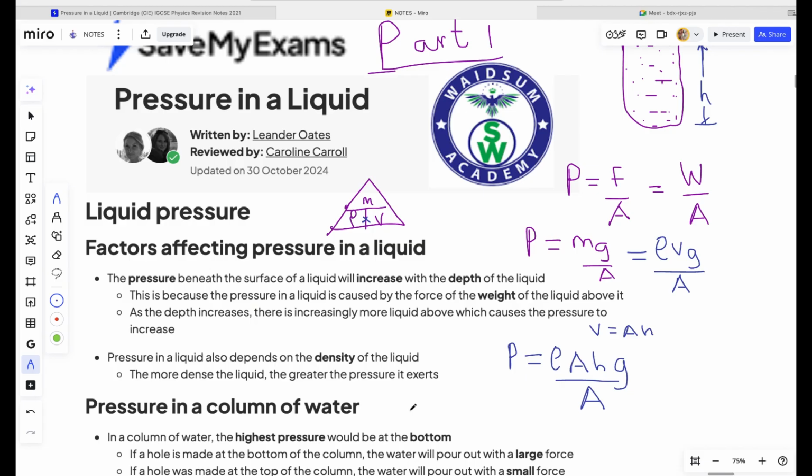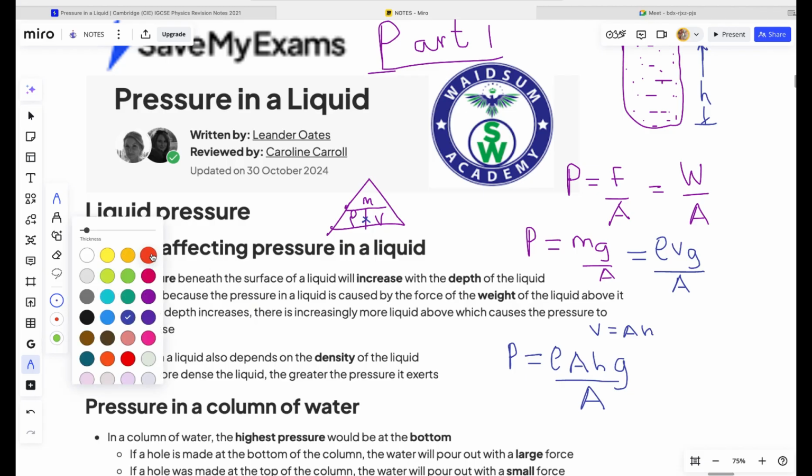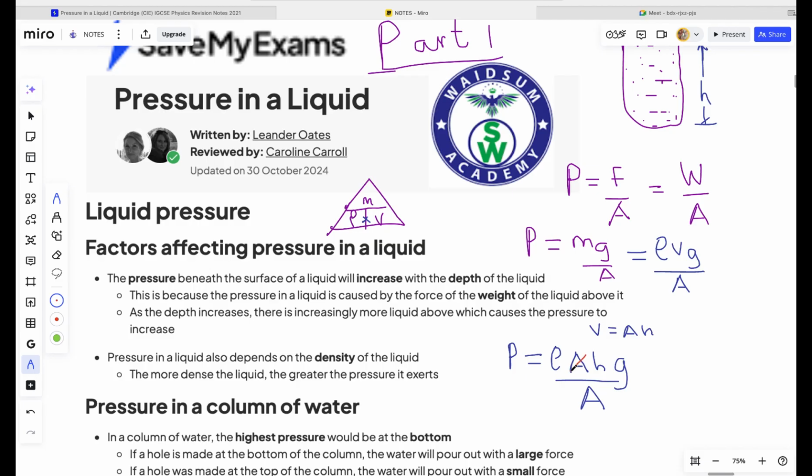Now you see you have A at the top and A at the bottom, so we can cancel them out. The area on top cancels the area at the bottom. So now you have rho g h. You now have your pressure formula for liquid. This is how we use the pressure of solid to derive the pressure of liquid. So the pressure of liquid is rho g h, where rho is density.